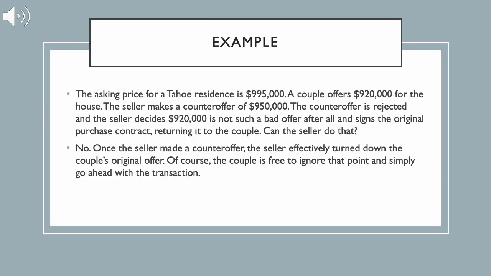The asking price for a Tahoe residence is $995,000. A couple offers $920,000 for the house. The seller makes a counteroffer of $950,000. The counteroffer is rejected, and the seller decides $920,000 is not such a bad offer after all, and signs the original purchase contract, returning it to the couple. Can the seller do that? No. Once the seller made a counteroffer, the seller effectively turned down the couple's original offer. Of course, the couple is free to ignore that point and simply go ahead with the transaction.